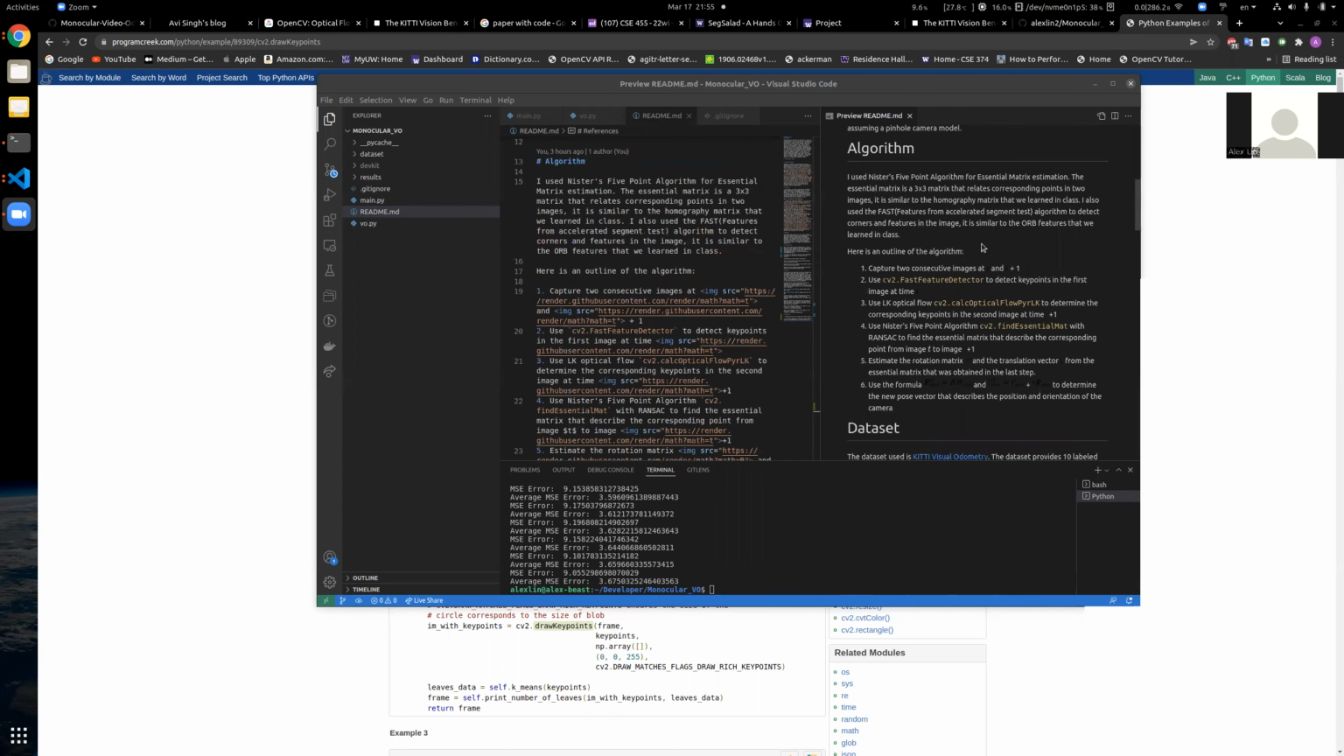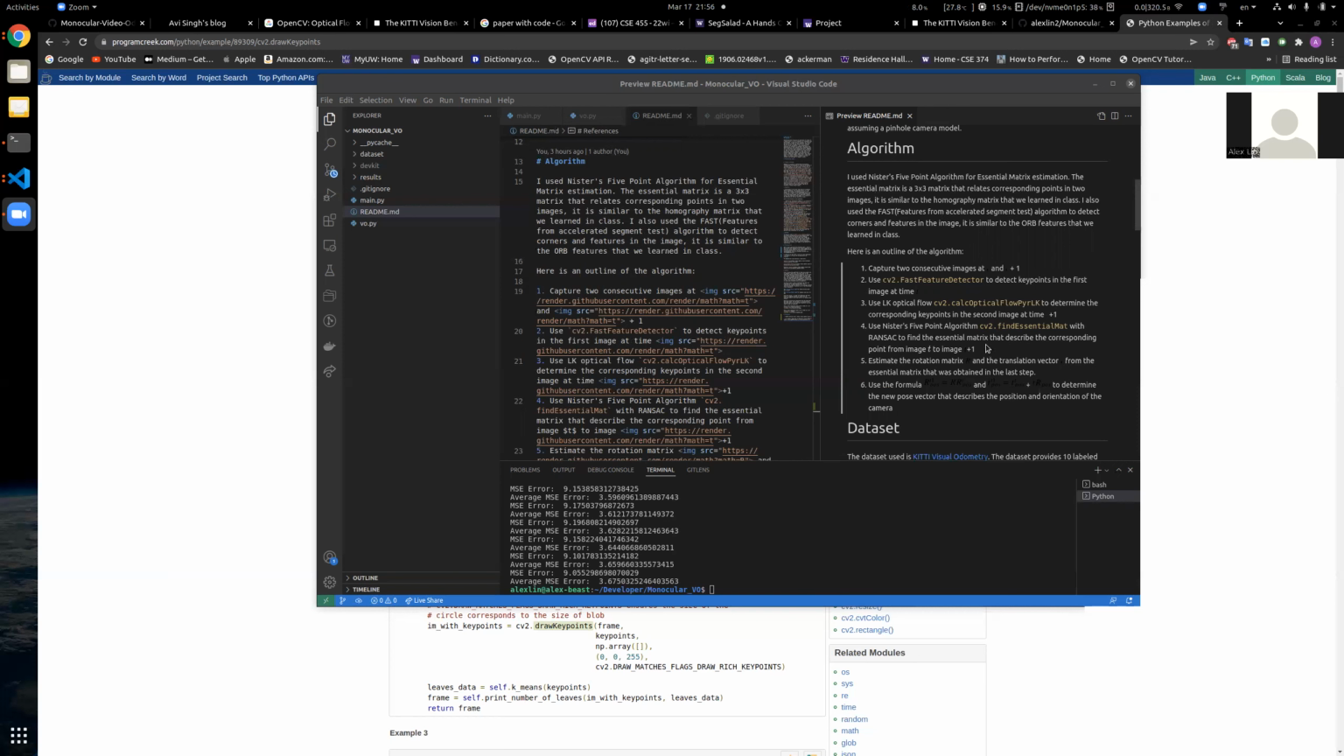The technique we'll be using is Nister's 5-point algorithm for essential matrix estimation. Basically, what we're trying to do here is estimate the essential matrix, which is similar to the homography matrix we learned in class. We're going to use a feature detection algorithm called FAST, which is like ORB features, to detect the features, and then use LK optical flow to find the corresponding key points in the next image. And then using those key points, we can find the essential matrix using RANSAC.